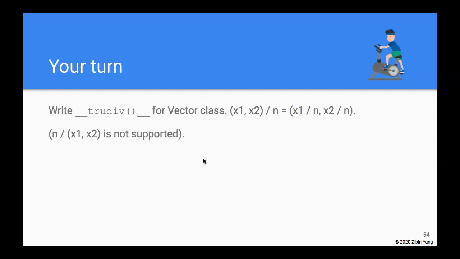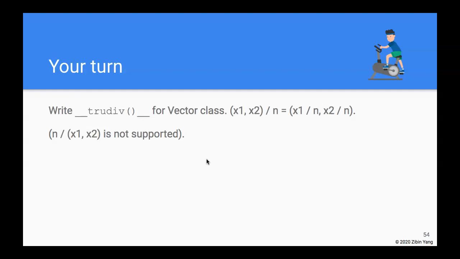So now I would like you to give this a try: define the operation for true division, the single slash. The method to override is dunder truediv. For a vector, we only define it for a vector divided by a number, so divided by n, and that is each of the components, x and y, or x1 and x2, divided by the scalar. So please give this a try.